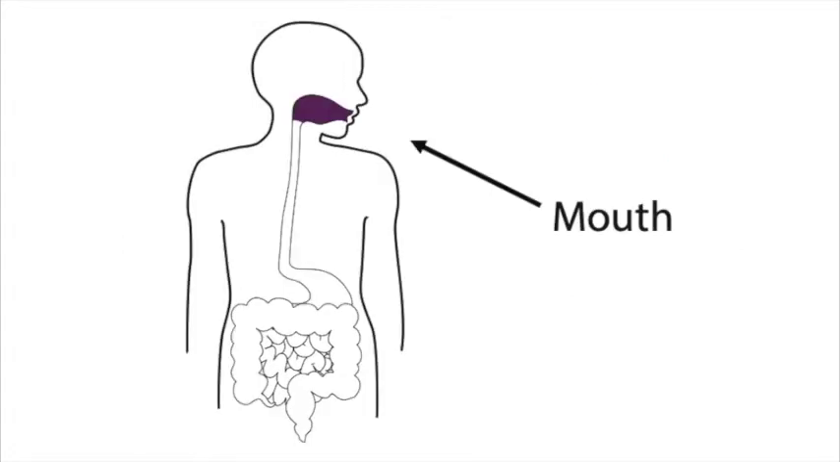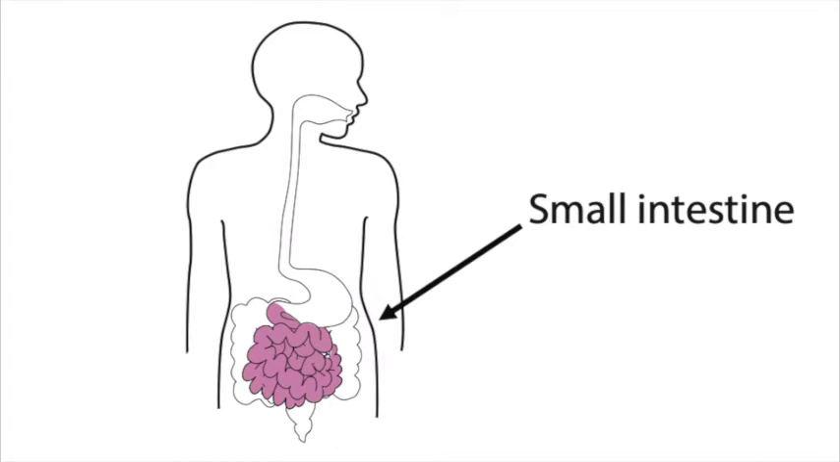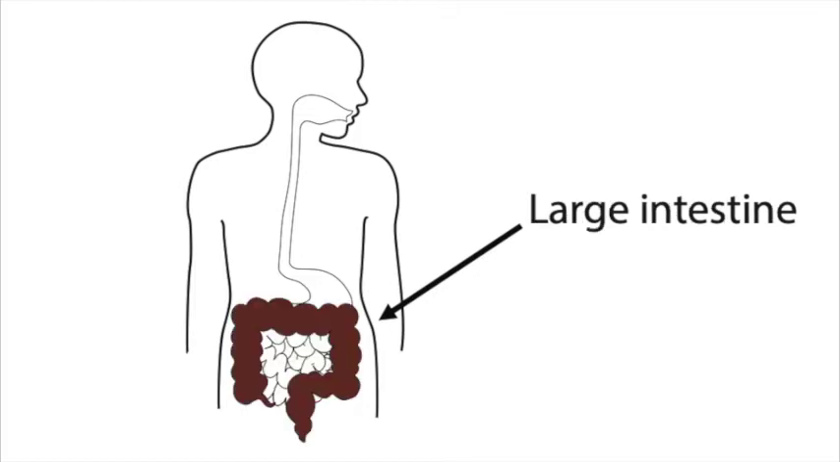Food enters the body through the mouth, which is the first part of the GI tract. Next, it travels down from the mouth into the stomach. Once food leaves the stomach, it enters and travels through the small intestine, which is a long, thin tube curled up. Food then goes through the large intestine, which is a short, thicker tube.